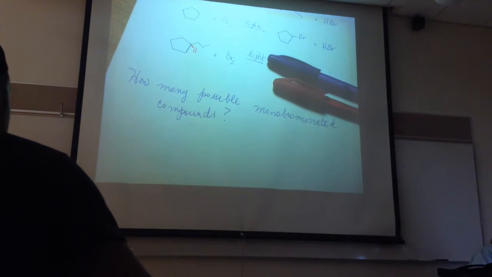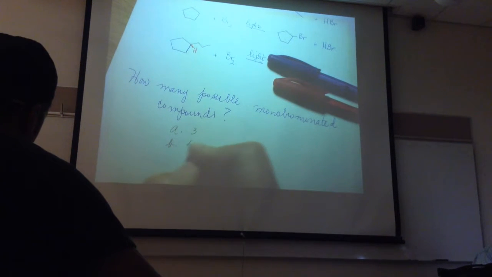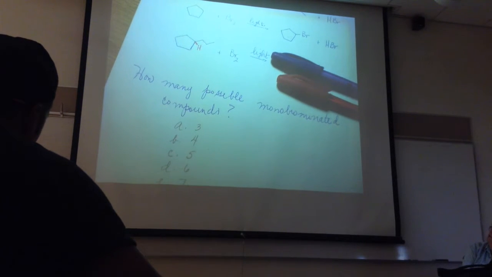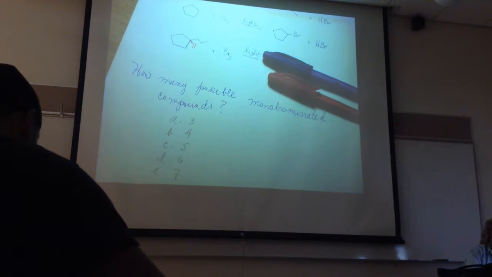6. A is 3, B is 4, C is 5, D is 6, E is 7. I have no idea. They're telling me 6. Are people agreeing on 6? I'm not sure. Is everybody agreeing on 6?